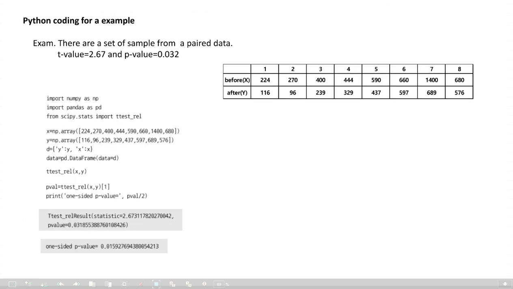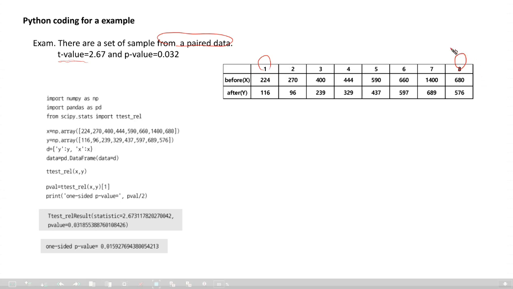Let's see an example. There is a set of sample from paired data, okay, from paired data. You may ignore this result anyway. They are eight paired data like this: before x, after y. Then it is paired data.